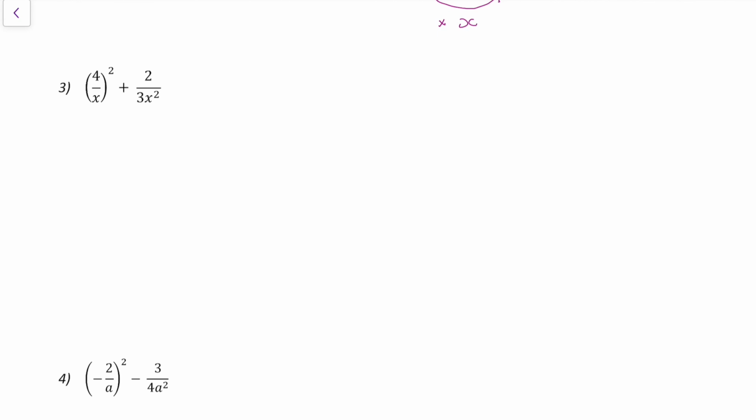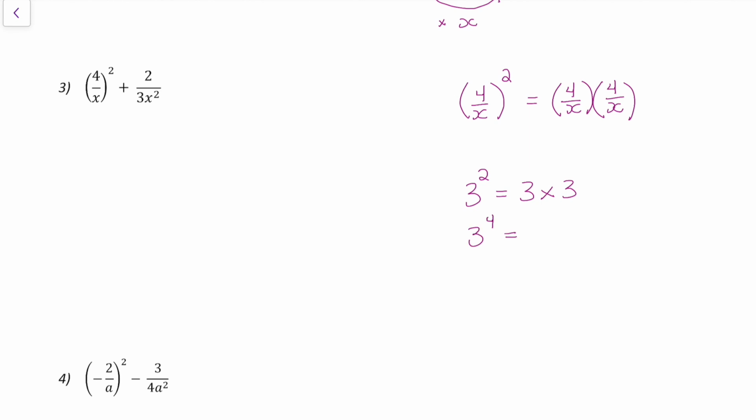Okay, now this one's added in some exponents. So before I can even worry about adding them, if you think of our order of operations, I have to do the exponent first. So I need to solve 4 over x squared first. This is like saying 4 over x times 4 over x, right? Because if you remember, if I had something like 3 squared, that's the same as doing 3 times 3. 3 to the power 4, that's the same as doing 3 times 3 times 3 times 3, right?